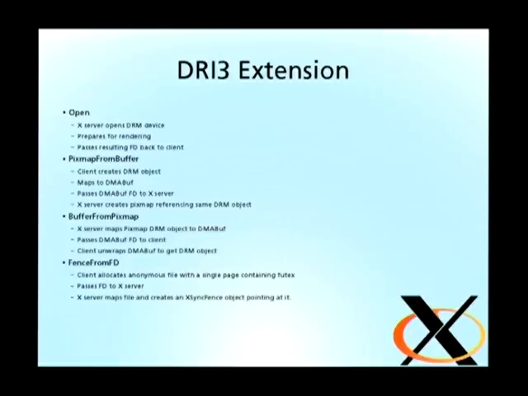You can open the DRM device, and the X server opens the DRM device, prepares it for rendering, and passes a file descriptor back to the client for that device. This is in contrast to the DRI2 method where the application opened the DRM device, passed a magic cookie to the X server, the X server blessed that client to be able to do stuff with that, then a magic cookie was passed back, and then the client would pass a magic cookie into the kernel and be able to use his file descriptor.